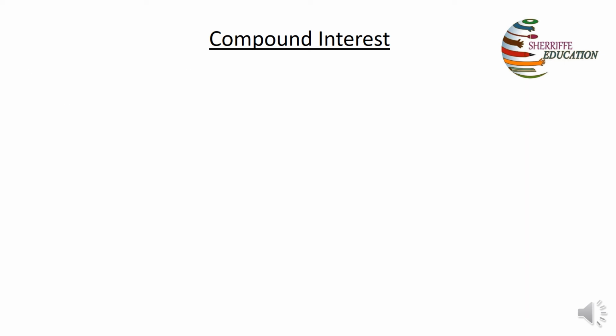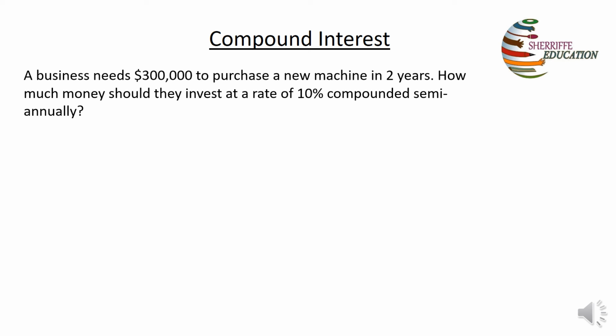And finally, in our third question, a business needs $300,000 to purchase a new machine in 2 years. How much money should they invest at a rate of 10% compounded semi-annually? Now, once again, as seems to be the theme, we write the formula associated with compound interest. And once again, as expected, we write what we know.